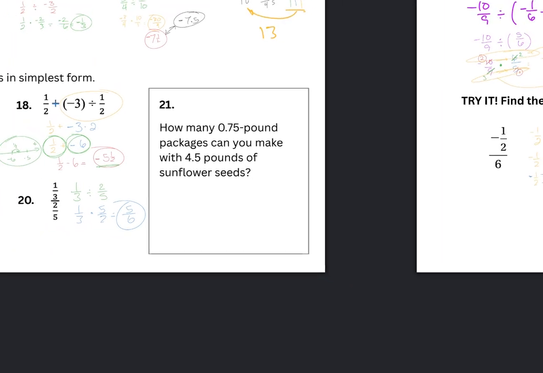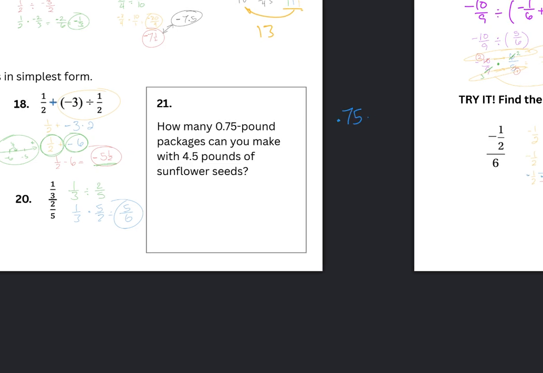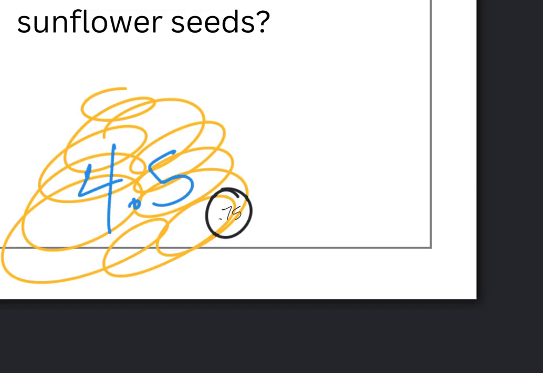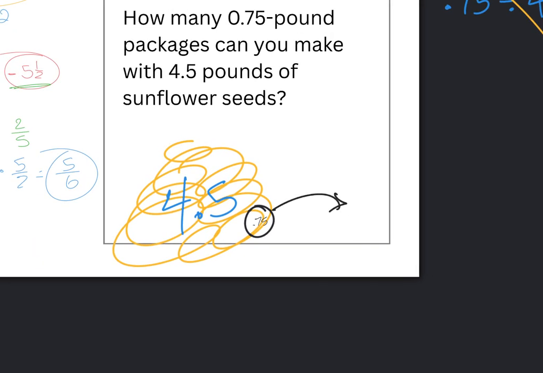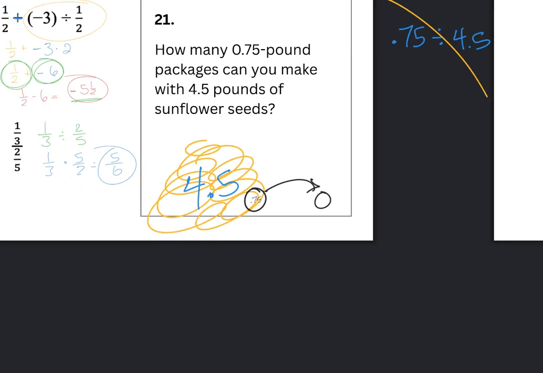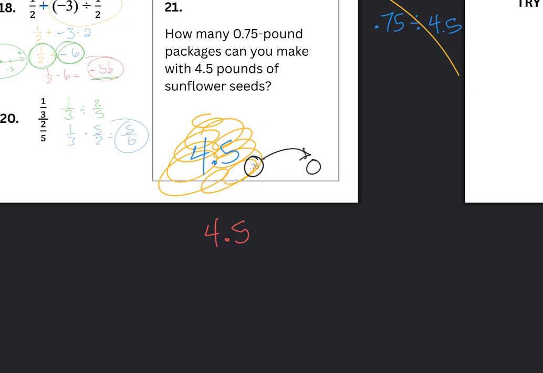There will be some of you who try to do this. You will say, this is what you're doing. I forgot my decimal. This is not right. You are not doing 0.75 divided by 4.5. You're saying, listen, I've got a pile. There's my pile of 4.5 pounds of seeds. I'm going to grab a 0.75 pound pile and bring it over here. How many of those will I have? That's the question. So you are doing 4.5 divided by 0.75.